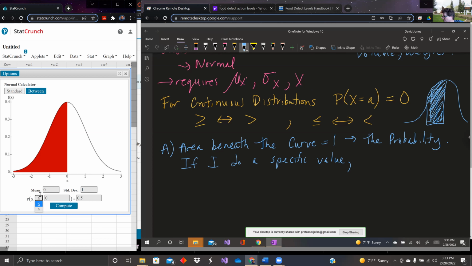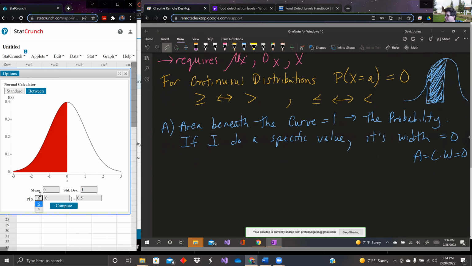If I do a region between the curve, I'm always going between two values. I can find that area. If I do a specific value, it's like a rectangle that's 0 wide, or width, not length, but width. And we know the area of a rectangle is length times width. And in this case, since the width is 0, it's going to be 0. But it's important to note that the area beneath the curve equals 1.